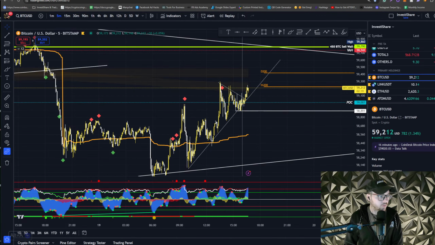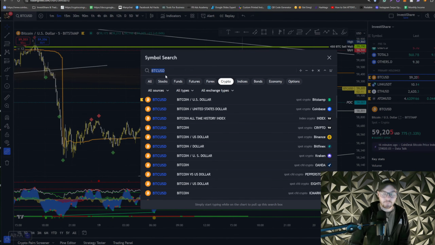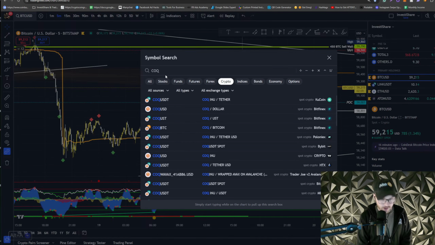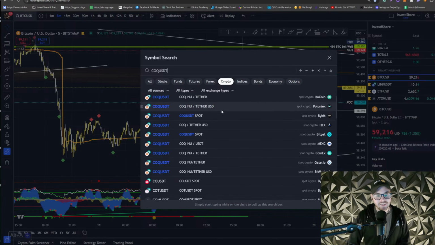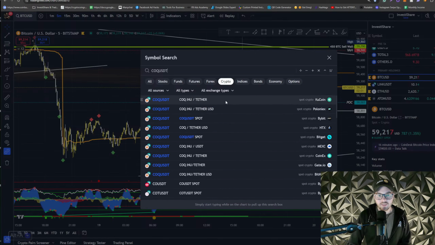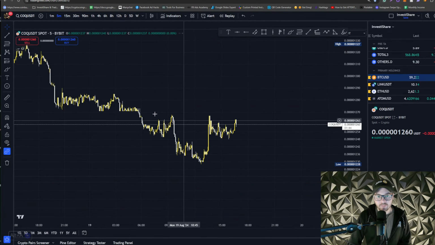What else do you guys want to look at? Kyle, would you be looking at the checkout COQ? I can do that. Let's see what COQ looks like. I haven't heard of that one. So it would be COQ Inu? Another Inu token? Let's see. We can look at it. We got options of KuCoin, Phoenix, Bybit, BitGet. BitGet has really good reserves. Bybit has really good reserves. KuCoin's going to give us a lot of wicks. So we'll look at it on Bybit.